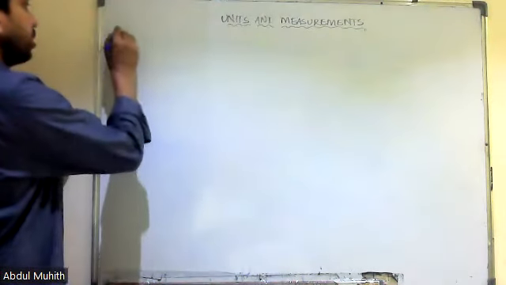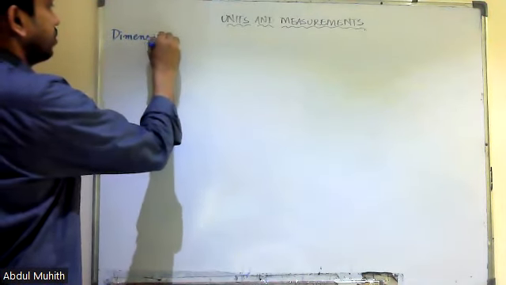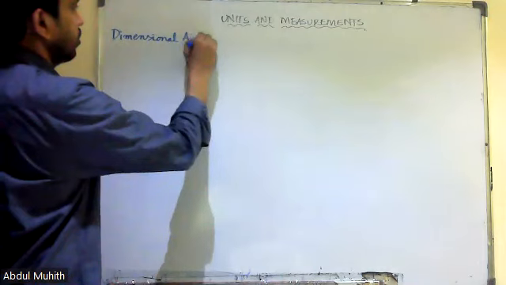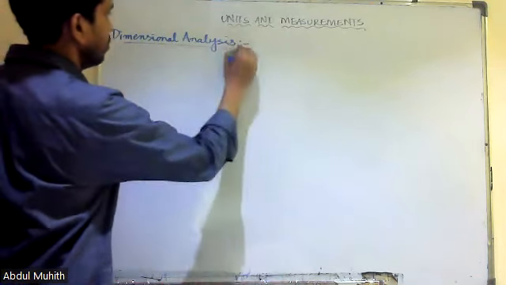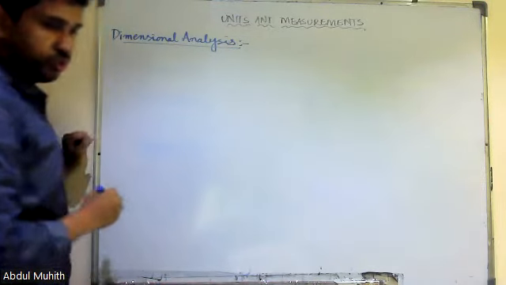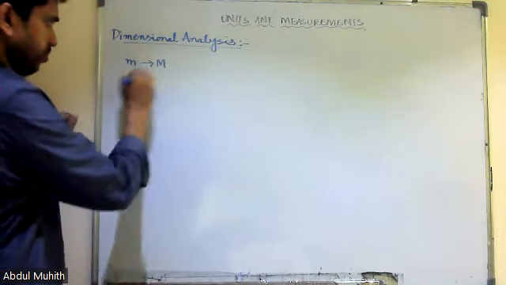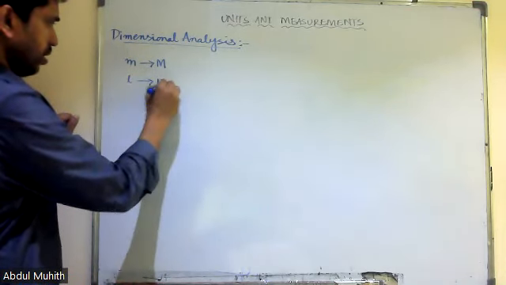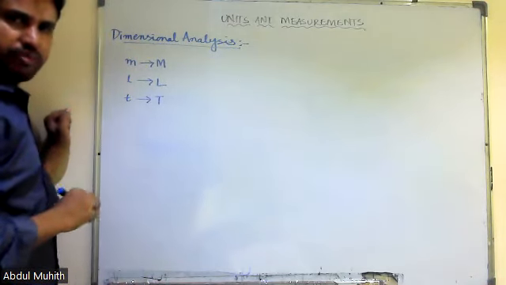So, dimension analysis. Okay. Here, for mass we write capital M, for length we write capital L, for time we write capital T, and for temperature we write K. Okay, but we are not using that.